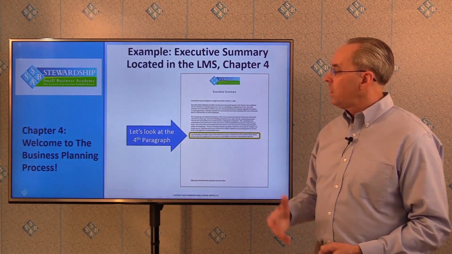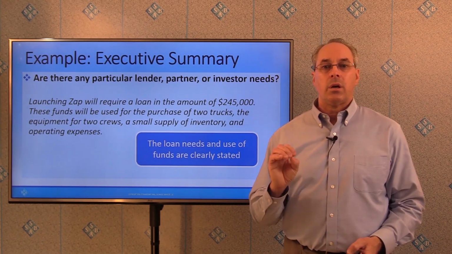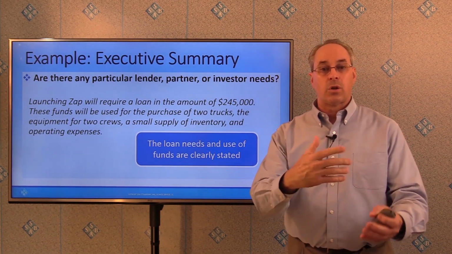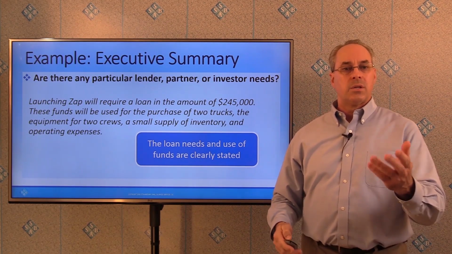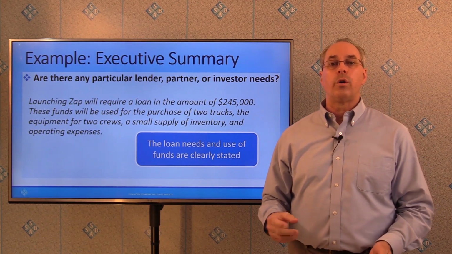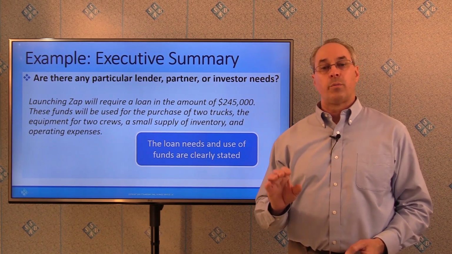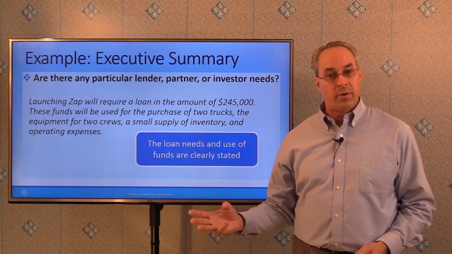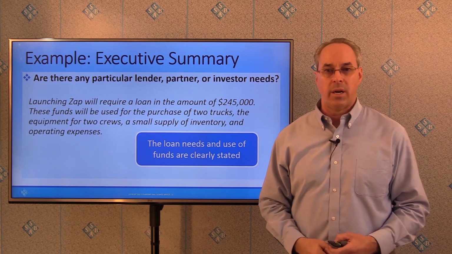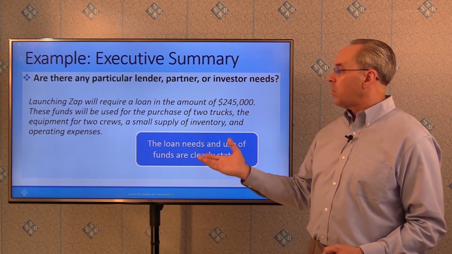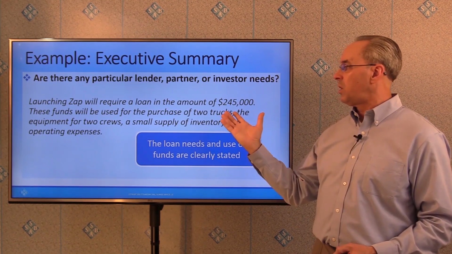Okay? Let's look at the fourth paragraph. So they state the loan needs, because he's going to look for a loan to get his business to grow. So he just clearly states it. It says, launching Zap will require a loan amount of $245,000. These funds will be used for the purchase of 2 trucks, the equipment for 2 crews, and a small supply of inventory and operating expenses. Okay? So he doesn't have to give all the details. He already told the prospective lender how much he needs.